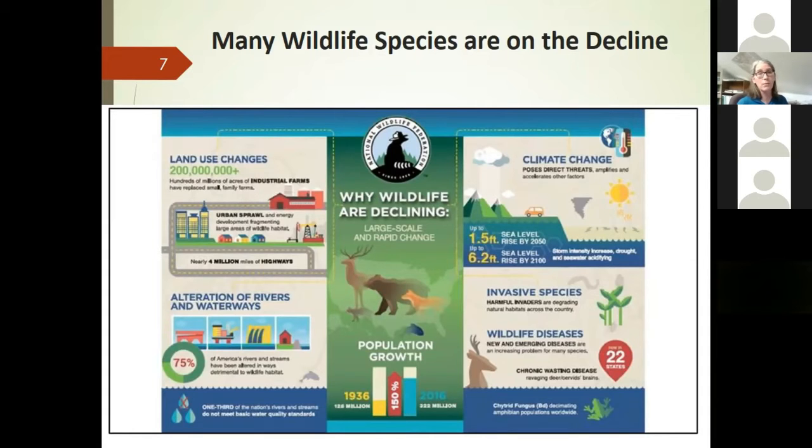Yes, there's a lot of good things going on to create and restore habitat, but we're still losing quality habitat that provides for the necessary life functions for a lot of the species, in particular the habitat specialists. So not all species are on the decline, but many are.